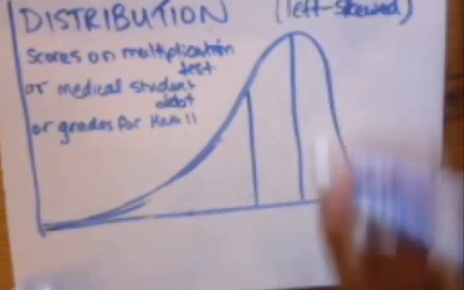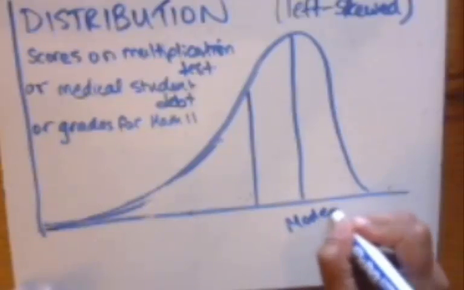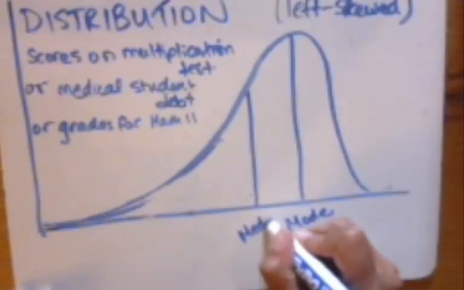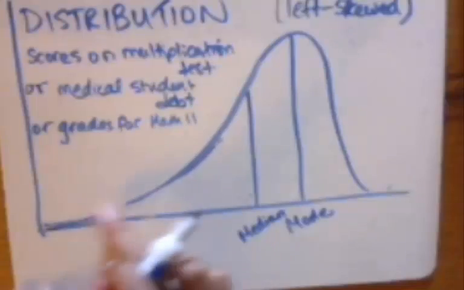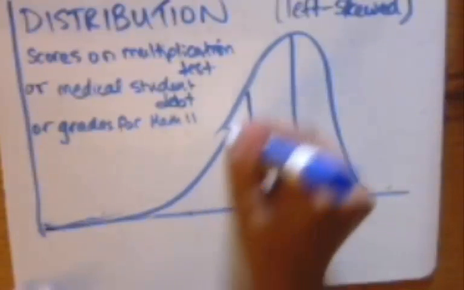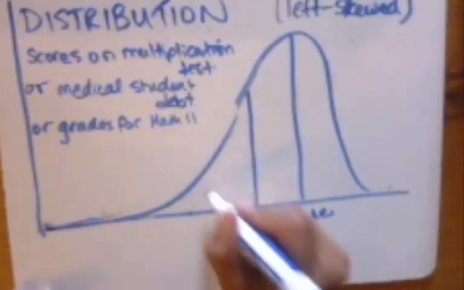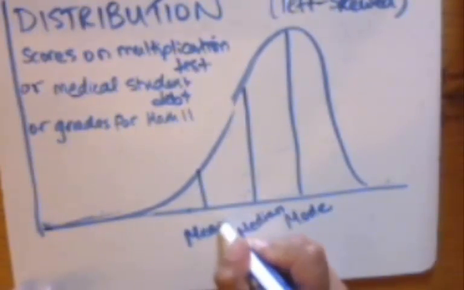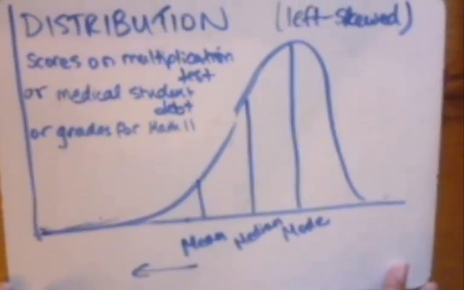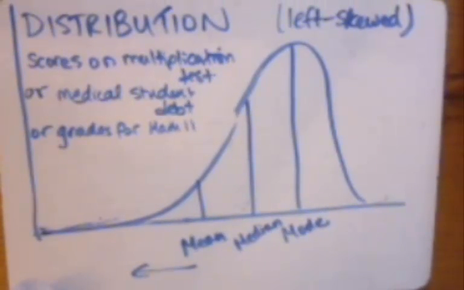All right, so our mode would be very high, our median would be very high. However, maybe some people missed the test and got zeros, or a few people never memorized their multiplication table. That may bring the mean down. The mean is pulled to the left when you have left-skewed data.